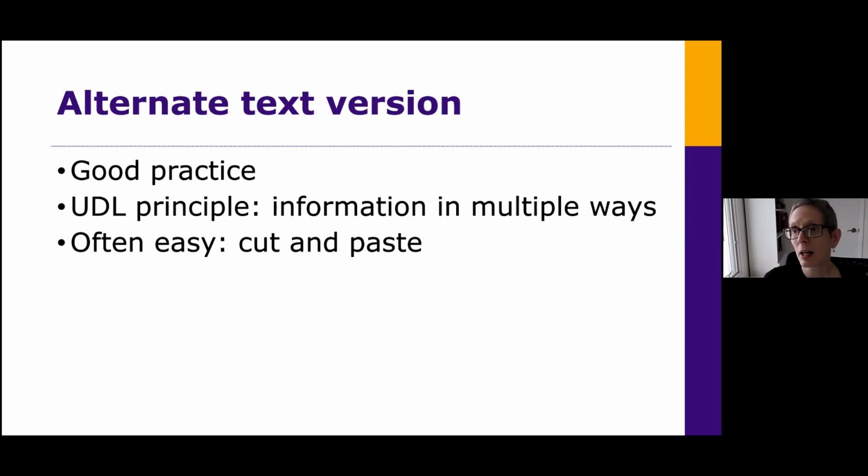And often I find in H5P, this is relatively easy to do. Like in some of mine, like the hotspot one I mentioned earlier, I just had text in there and you can pretty easily cut and paste it into a Word document. So that's all it takes sometimes to create an alternate text version. So if it's easy to do, I always recommend doing that.